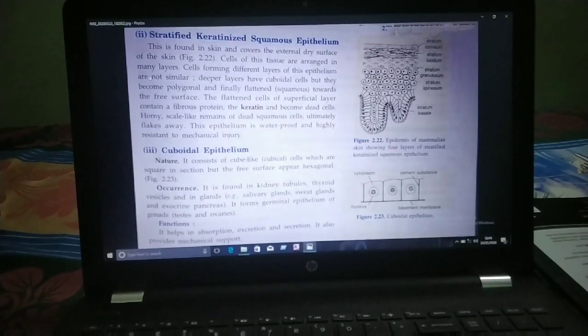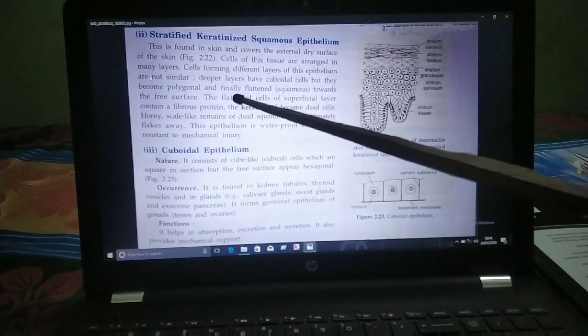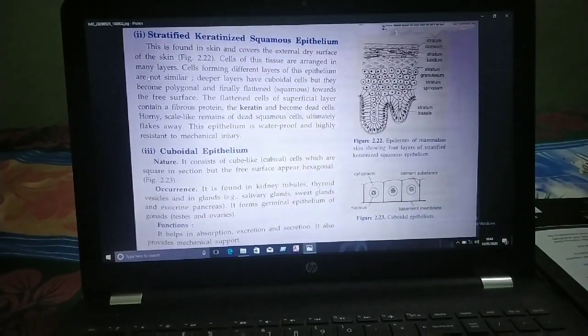The flattened cells of the superficial layer contain a fibrous protein, the keratin, and become dead cells. This horny, scale-like remains of dead squamous cells ultimately flakes away. This epithelium is waterproof and highly resistant to mechanical injury. These are the functions of this epithelium.